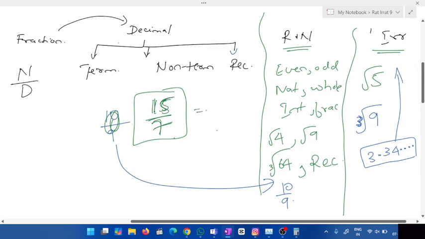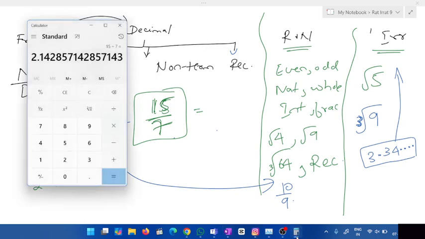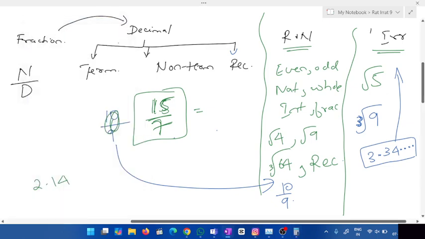It is a rational. But when you convert it to decimal, we are getting 2.142857. And this 142857 is getting repeated, recurring. So it is a fraction, and when you convert it, you get a recurring value.